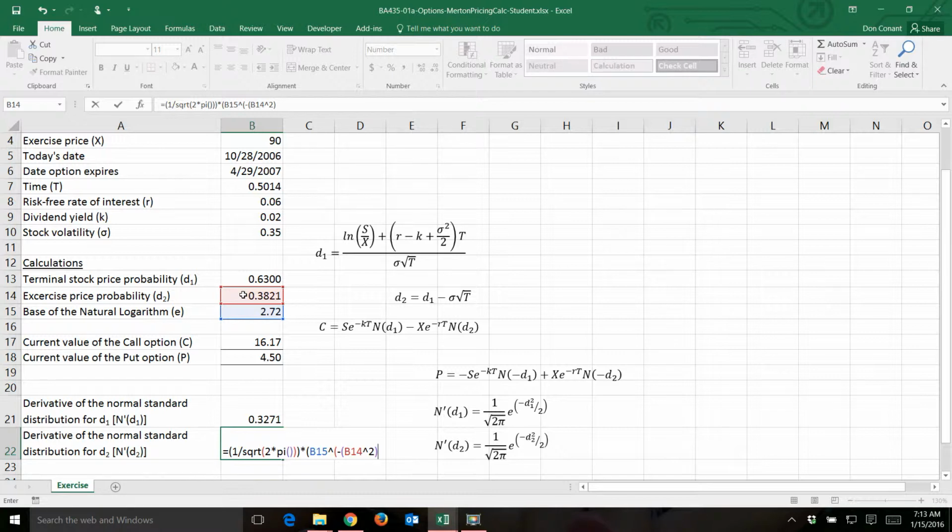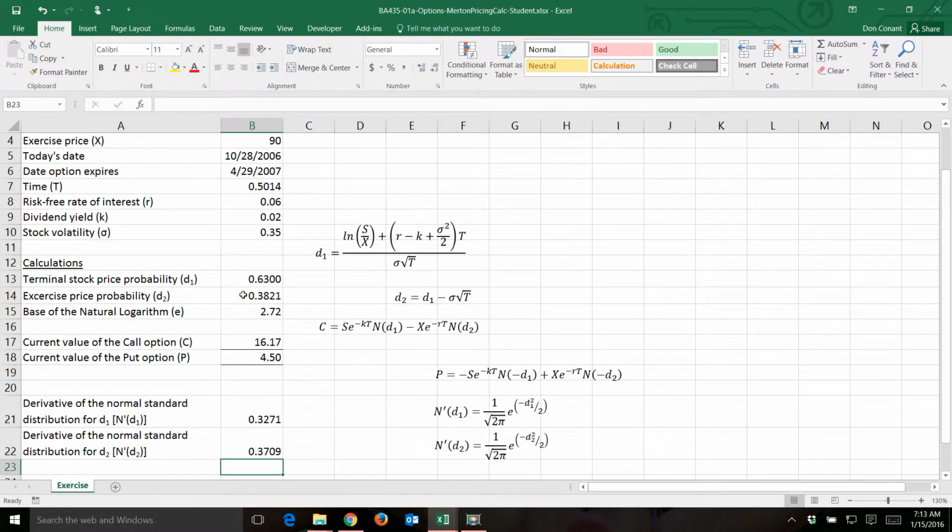All right, so now we have the inverse of that quantity. Then we're going to take that over 2. Then we'll go ahead and close off the exponent. We have our exponent in place now. And then we will close off the value to the right of multiplication. We get 0.3709, which is the derivative of the normal standard distribution for D sub 2. So we have completed then the Merton option pricing calculator with the derivative for the normal standard distribution for D sub 1 and the derivative of the normal standard distribution for D sub 2.